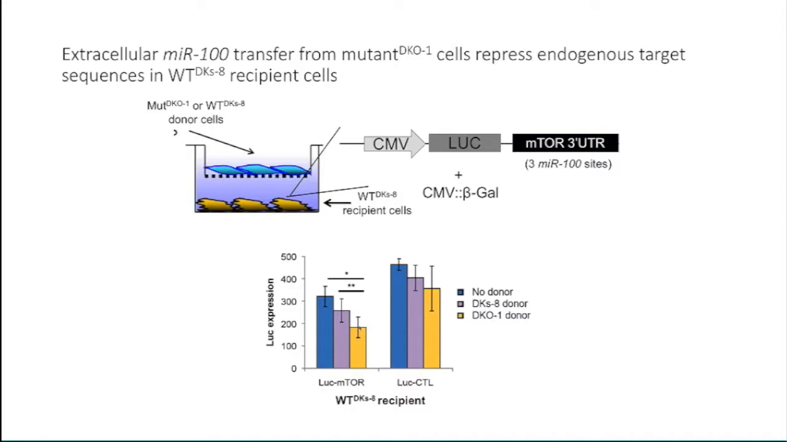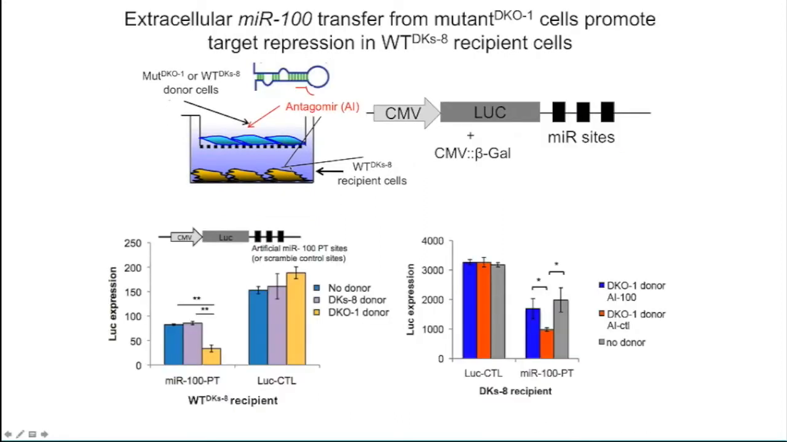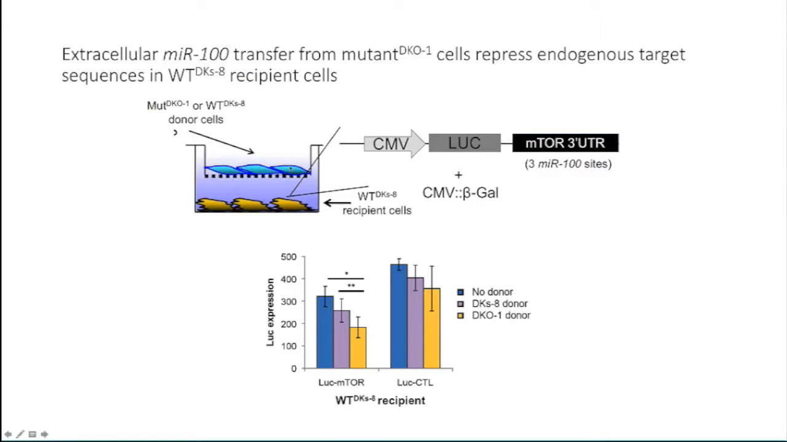So from the antagomers and endogenous and the other reporter assays, the data were fairly consistent that miR100 is secreted by mutant KRAS donor cells and can be taken up by recipient cells. In this case, we've always used the wild-type recipient cells, but it could be taken up by any recipient cell and then silence these reporters. We've done this now for a number of other microRNAs, and I've only decided to talk today about miR100.